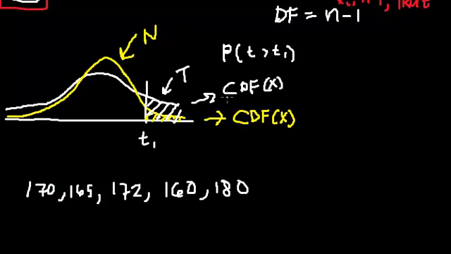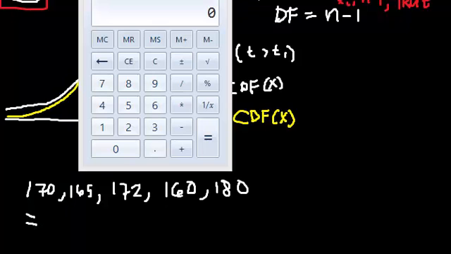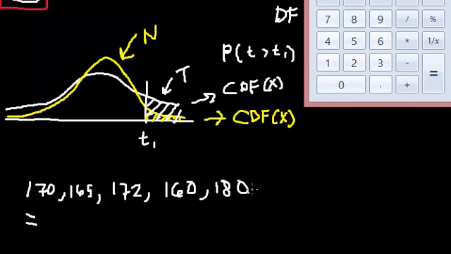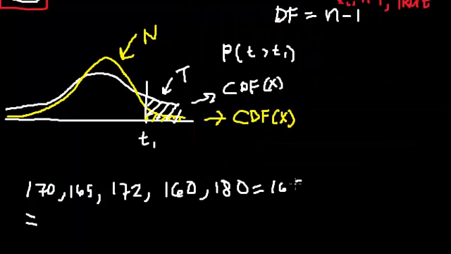There's 5 of them. Now, if you get the mean of this, I grab my calculator to help me out. So I have 170 plus 165 plus 172 plus 160 plus 180 divided by 5, and I got 169.4. That is not a zero mean. So this is not standardized. This is not going to be a standardized normal distribution in that case.